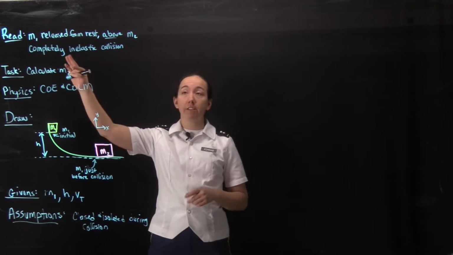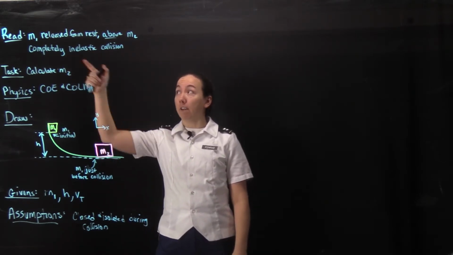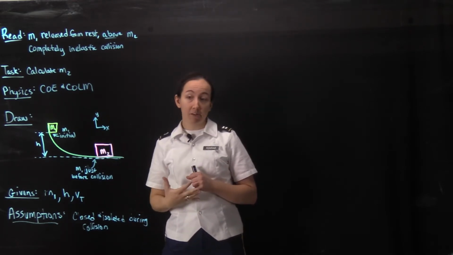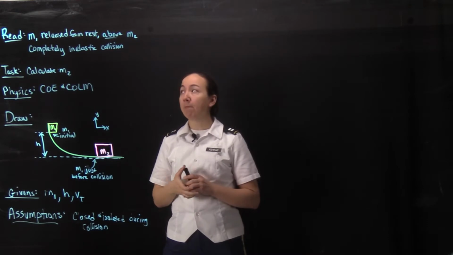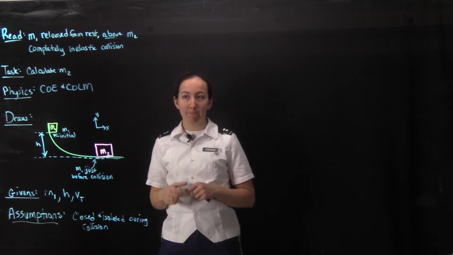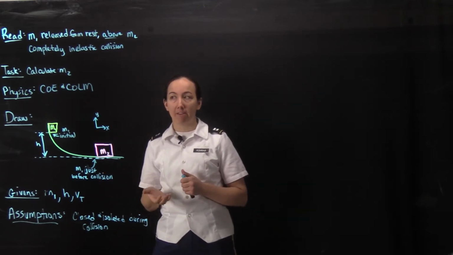So the key words you're going to take away from that problem statement are that you're looking at mass 1, which is released from rest, and it's above mass 2. It starts on a frictionless ramp. And then there's going to be a completely inelastic collision between mass 1 and mass 2. So your task in the problem is to actually calculate mass 2.